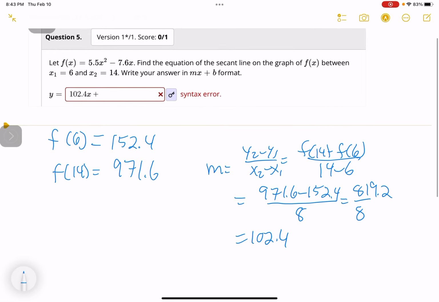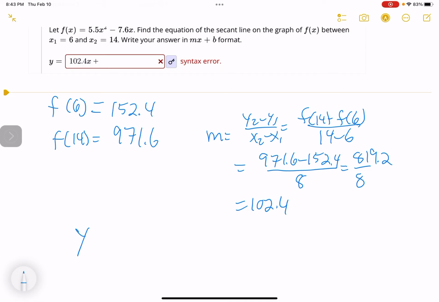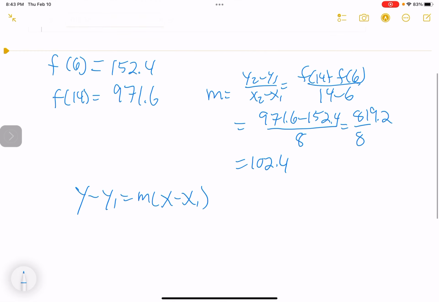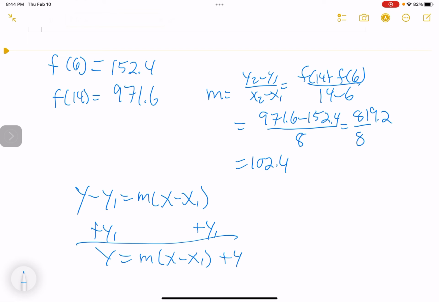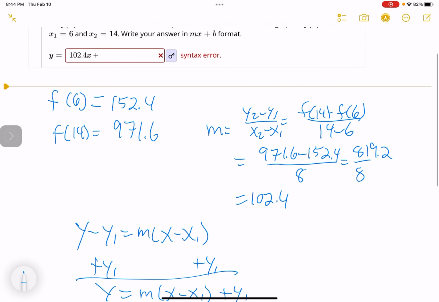So the way that you probably were thinking of writing this was y minus y1 equals m times x minus x1, and then you can simplify to y equals mx plus b. What they're really after for the answer is if you add the y1 to both sides, y equals m times x minus x1 plus the y1. In the great scheme of things, it doesn't matter if you use y1 or x1 if you're working out to be y equals mx plus b.